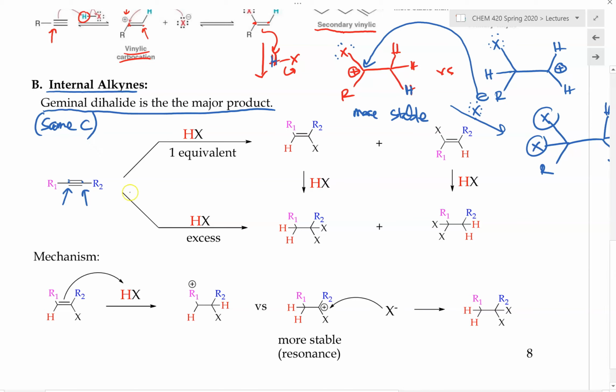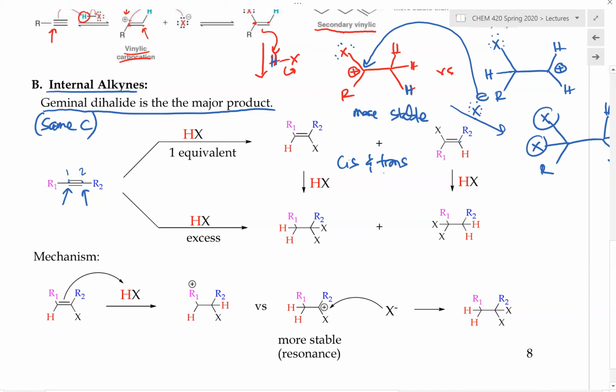And so let's look at the mechanism in this reaction. When we have one equivalent of HX, we can either have the hydrogen added to the first carbon. Let's say this is carbon 1 and this is carbon 2. So hydrogen is added to carbon 1 and the halogen is added to carbon 2. Or the other way, where the hydrogen is added to carbon 2 and the halogen is added to carbon 1. So both of these products can be formed. And in fact, we can form both the cis and the trans product as well.